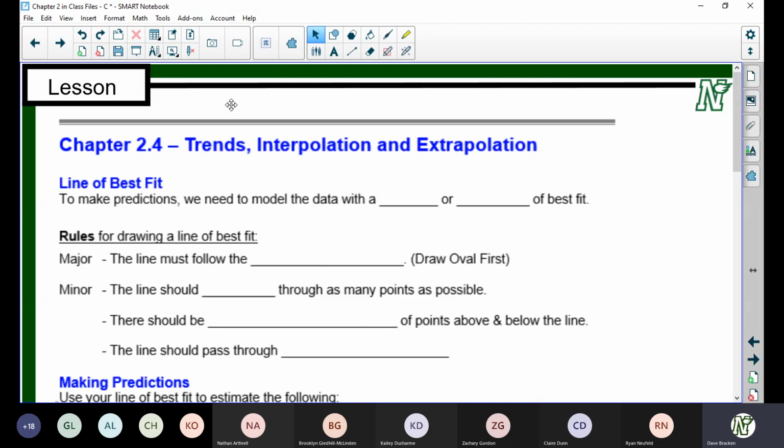The big thing we're going to do today is we're going to draw some more scatter plots, but we're going to use them to estimate some values that we don't know. So on your handout, and you should have this in your book, 2.4, as you follow along, to make predictions, we are going to model the data, the dots, with either a line or a curve of best fit. A line or a curve.